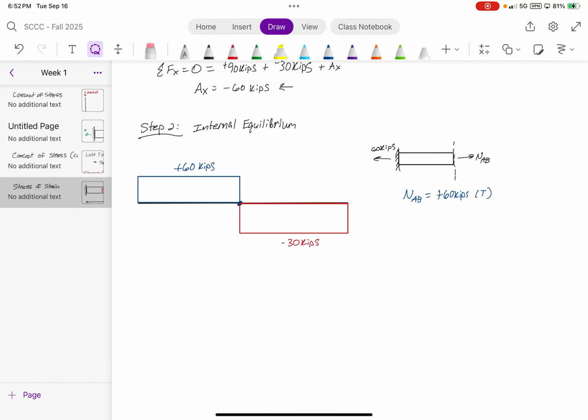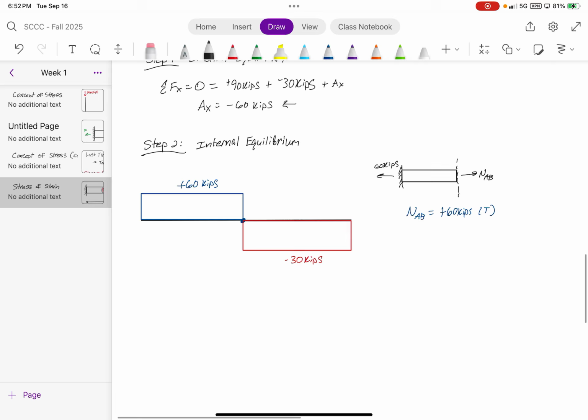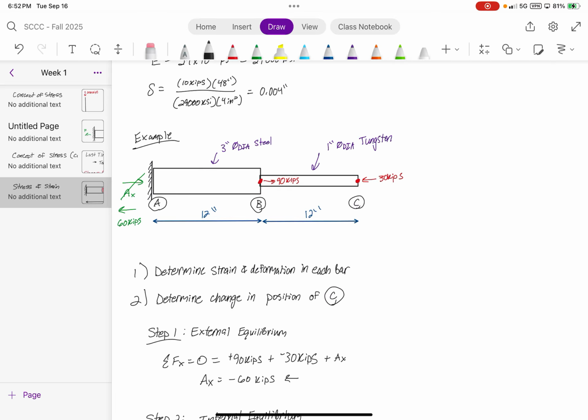Okay? One of the ways you can do that is just cut a section right here. Tension goes that way. So you would get a negative sign once you do NBC. So negative sign indicates compression. Everyone see that?